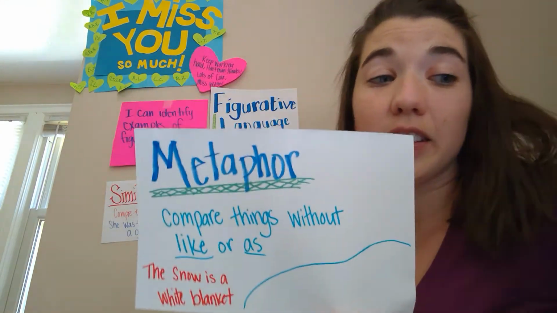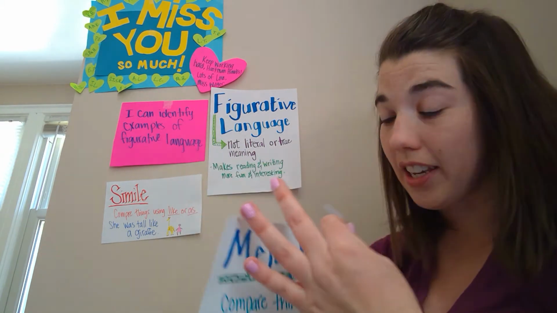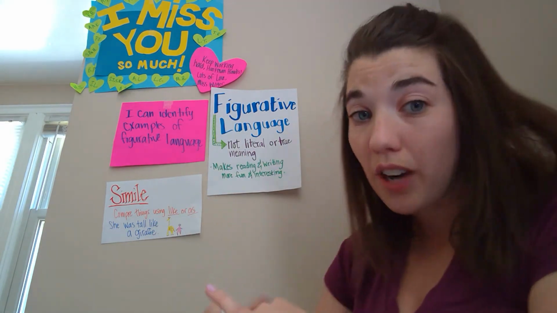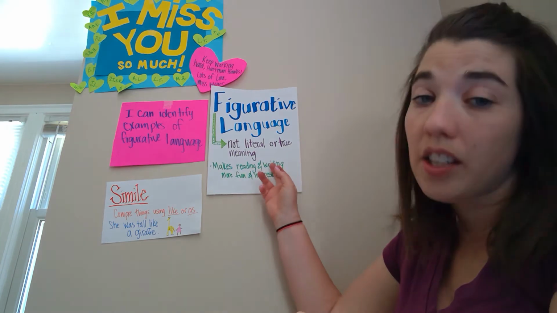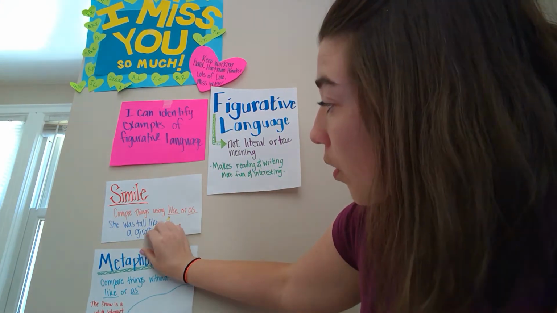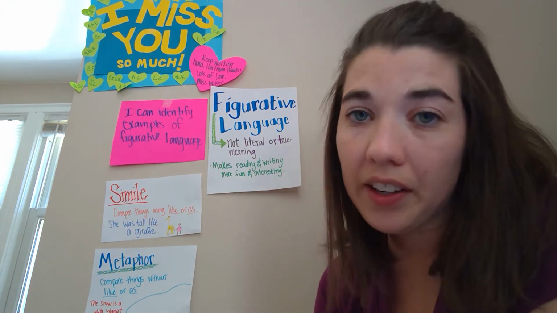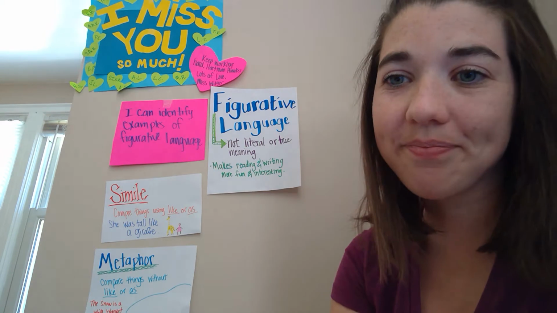Again, that's not its literal meaning. I can't go out and pick up the snow and wrap it around me like a blanket. It's a way to describe the snow that makes it more fun and interesting, which makes it figurative language. Like I said, those two usually go together because in both of them we're comparing two things.